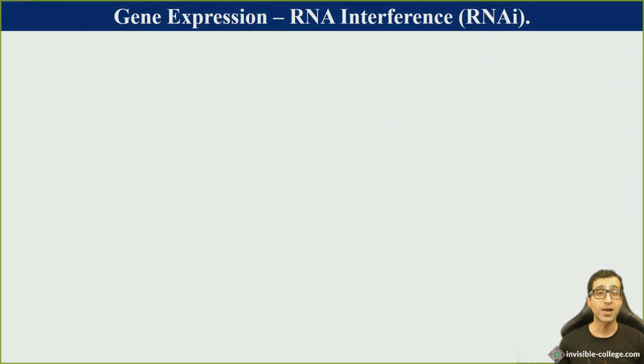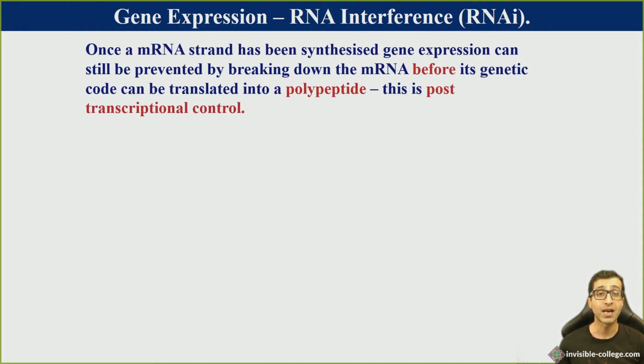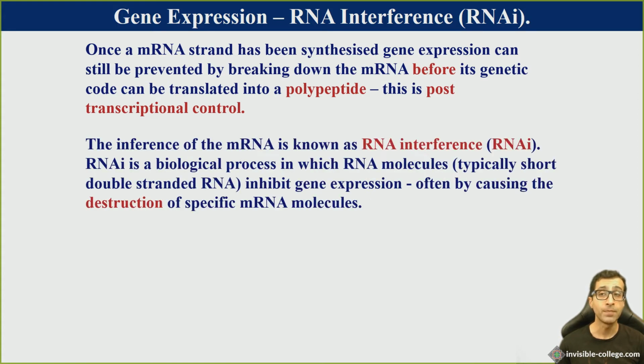Once mRNA strands have been synthesized, gene expression can still be prevented by breaking down the mRNA before its genetic code can be translated into a polypeptide. This would be categorized as post-transcriptional control. The interference of the mRNA is known as RNA interference, or RNAi. RNAi is a biological process in which RNA molecules, which are typically short double-stranded RNAs, can inhibit the expression of specific genes. Often this is by causing the destruction of specific mRNA molecules.